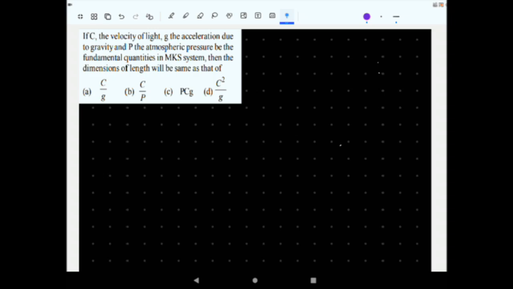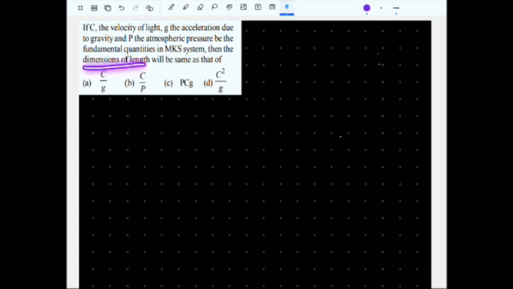This is another question which states that if C, the velocity of light, G, the acceleration due to gravity, and P, the atmospheric pressure, are the fundamental quantities in the MKS system, then the dimension of length will be the same as that of. So it's a question of simple dimensional analysis. Let's start this question. We will do it by option checking.